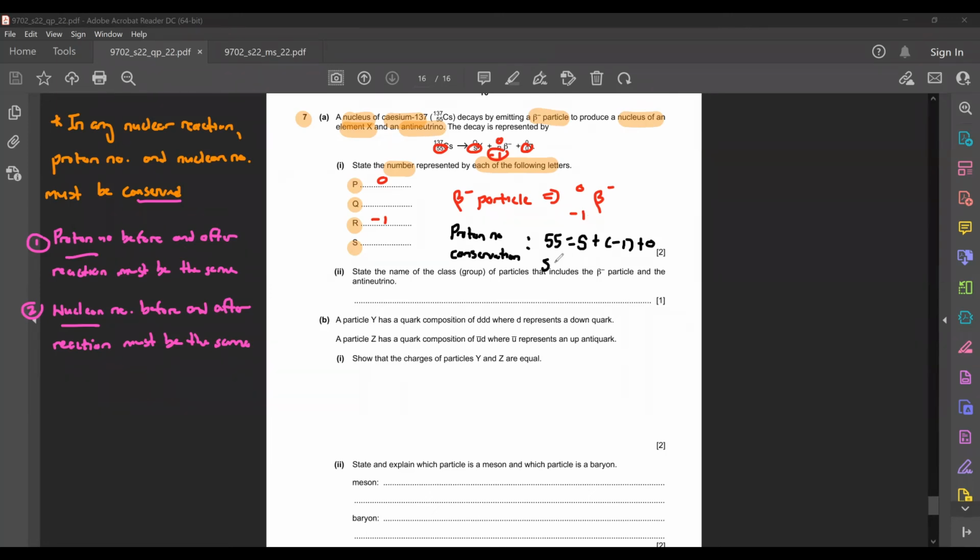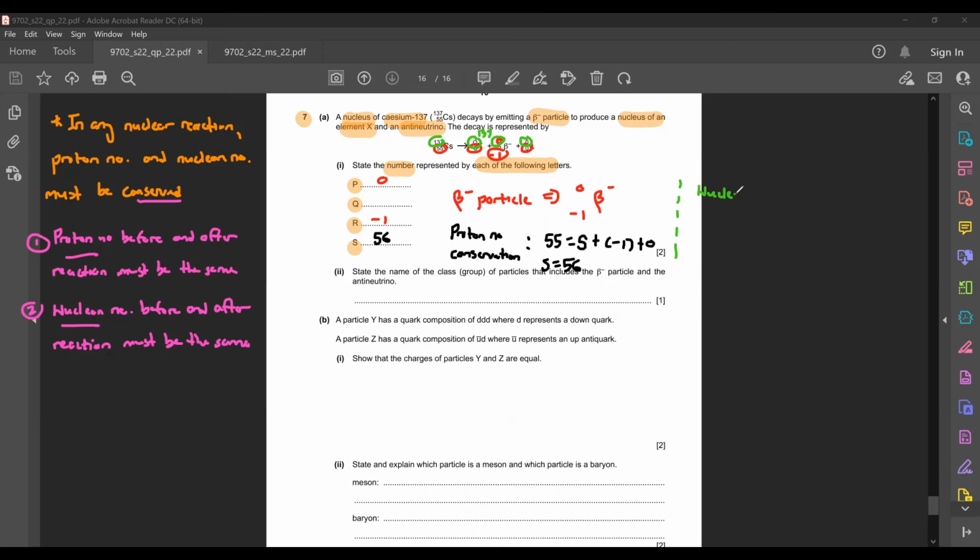So S is actually 56. So letter S here now is 56. Then after that, we look at the nucleon number. This is 137. So the rest of it, for beta minus particle was 0, and electron antineutrino was 0. So Q here ought to have been 137, isn't it? So let's just write some remarks here.